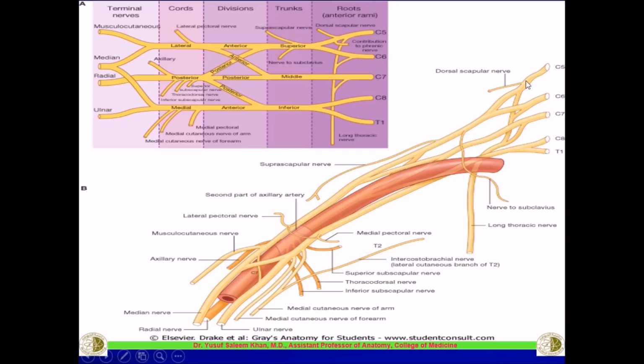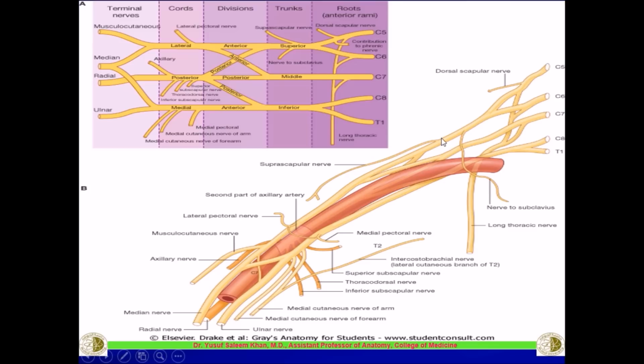So there are nerves directly from the roots. One is the dorsal scapular nerve, which has been shown here. Then you can see the long thoracic nerve. Then you can see here the upper trunk will give two branches. Only the upper trunk will give branches: the nerve to subclavius and the suprascapular nerve. So this is about the trunks.